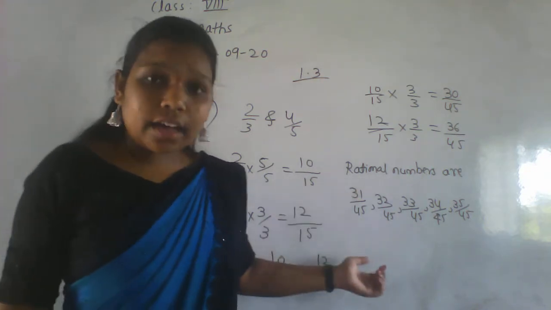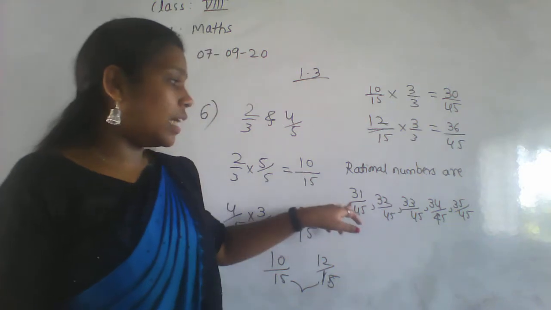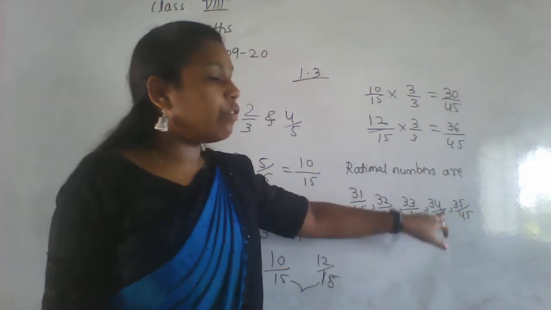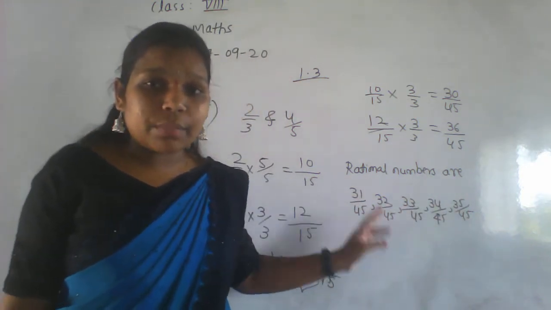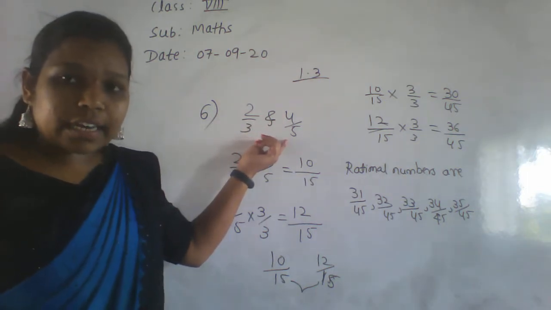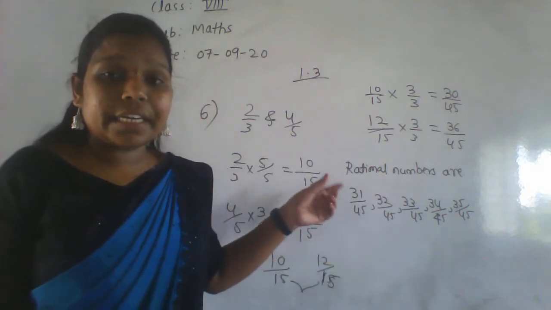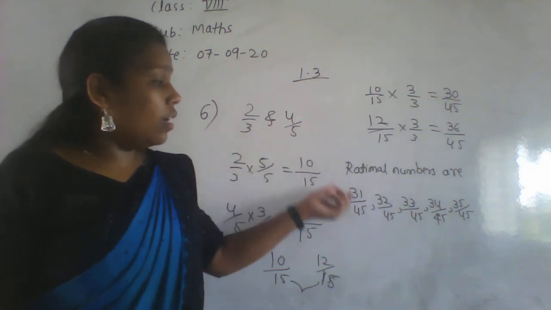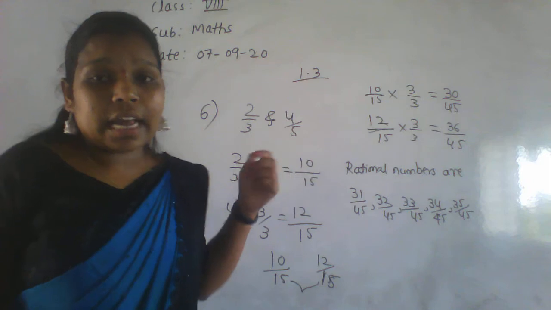So we can get 5 rational numbers in between these two rational numbers. That is 31 by 45, 32 by 45, 33 by 45, 34 by 45 and 35 by 45. These are the 5 rational numbers in between these two given rational numbers. Is everyone getting it? So this is the way we have to find a rational number between two given rational numbers.